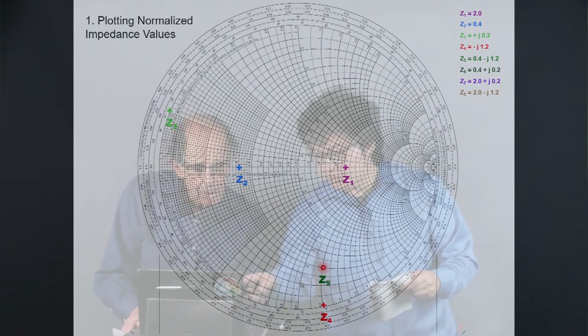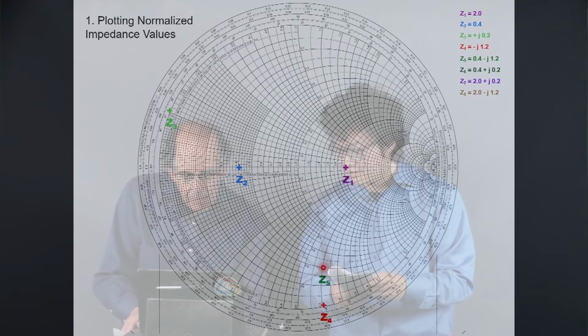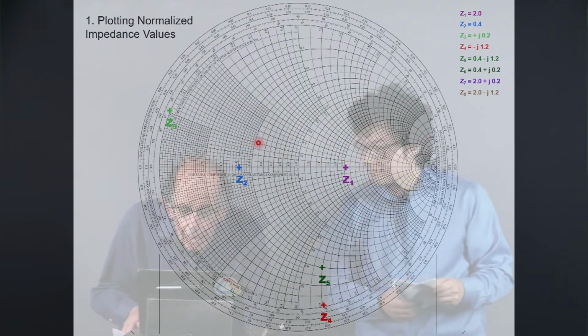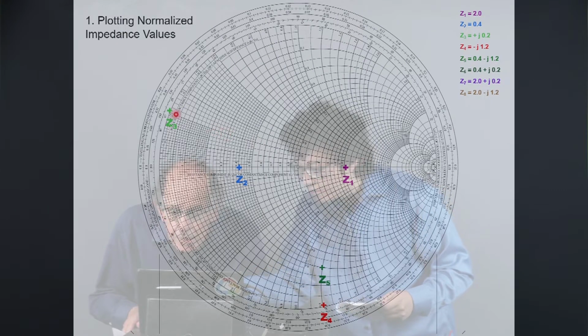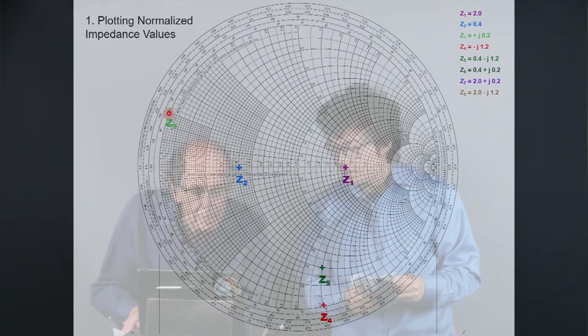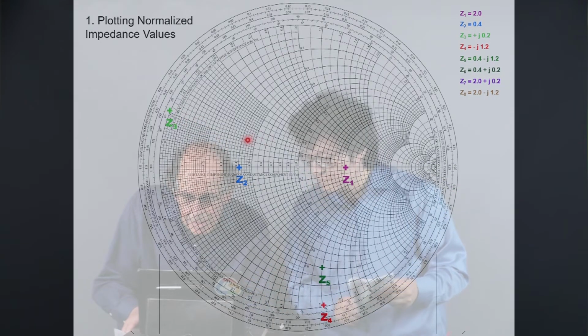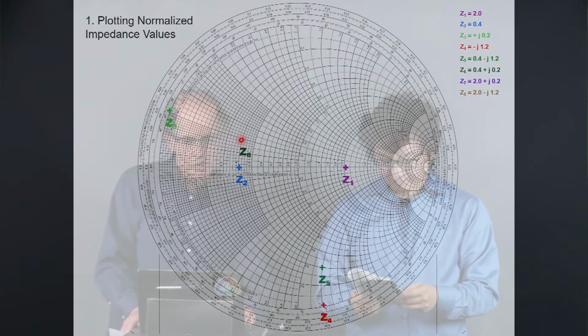Z6 is 0.4 plus j0.2. You know where 0.2 is, and we know where that is. I think it's right here. Is it plus? It's plus and plus. So plus 0.2, a bit over to the side. And we're on the 0.4 ring. So it should be right here. Let's see if it is. Great. Good. Let's do the last 2.